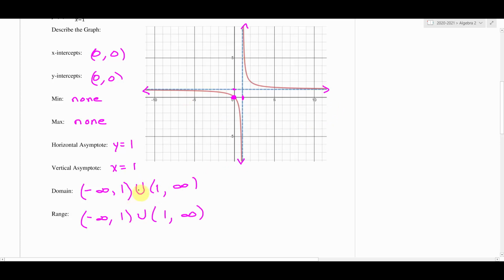We know they're going to be unioned together, and the numbers that go in these parentheses are actually related to wherever those asymptotes are located. Okay?